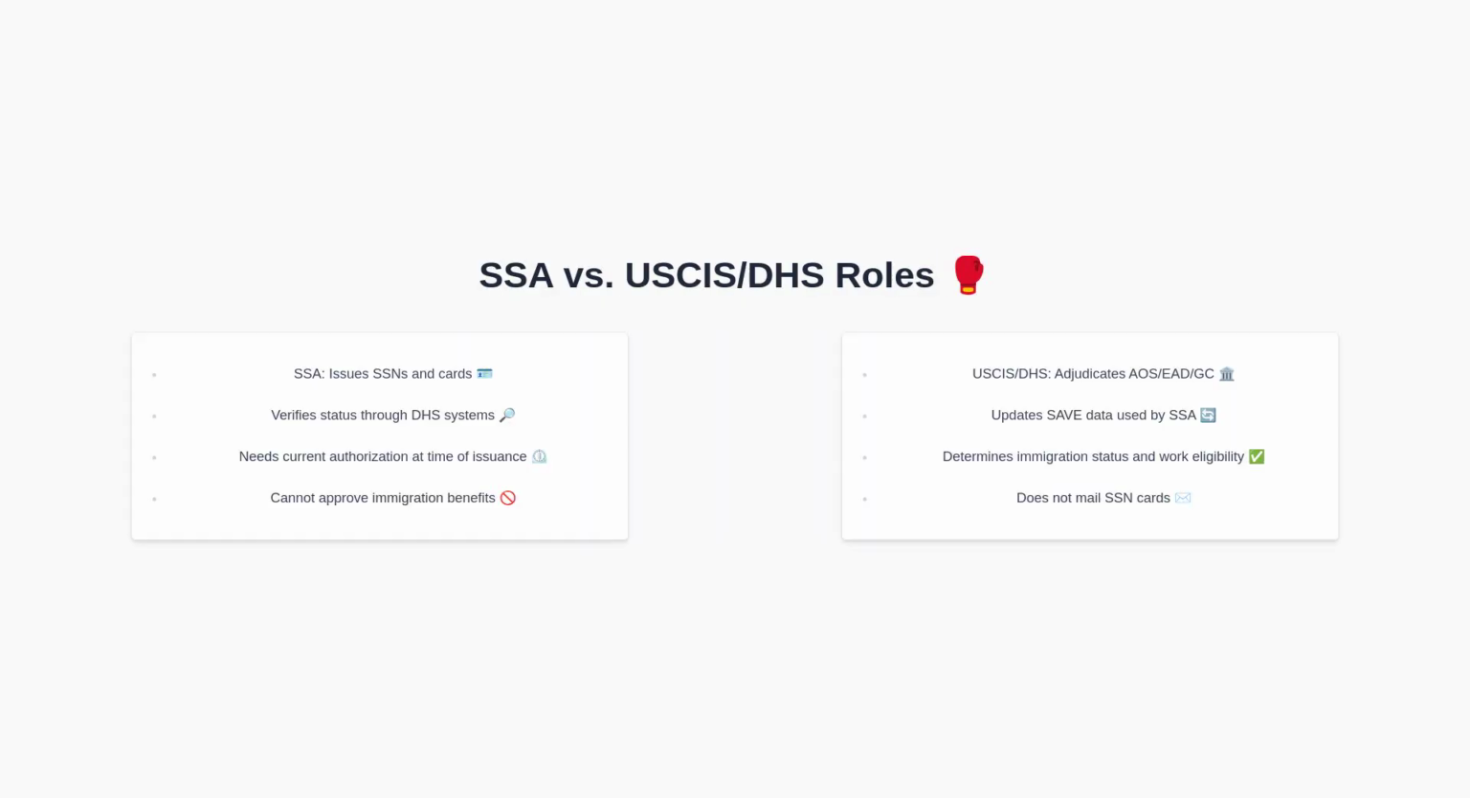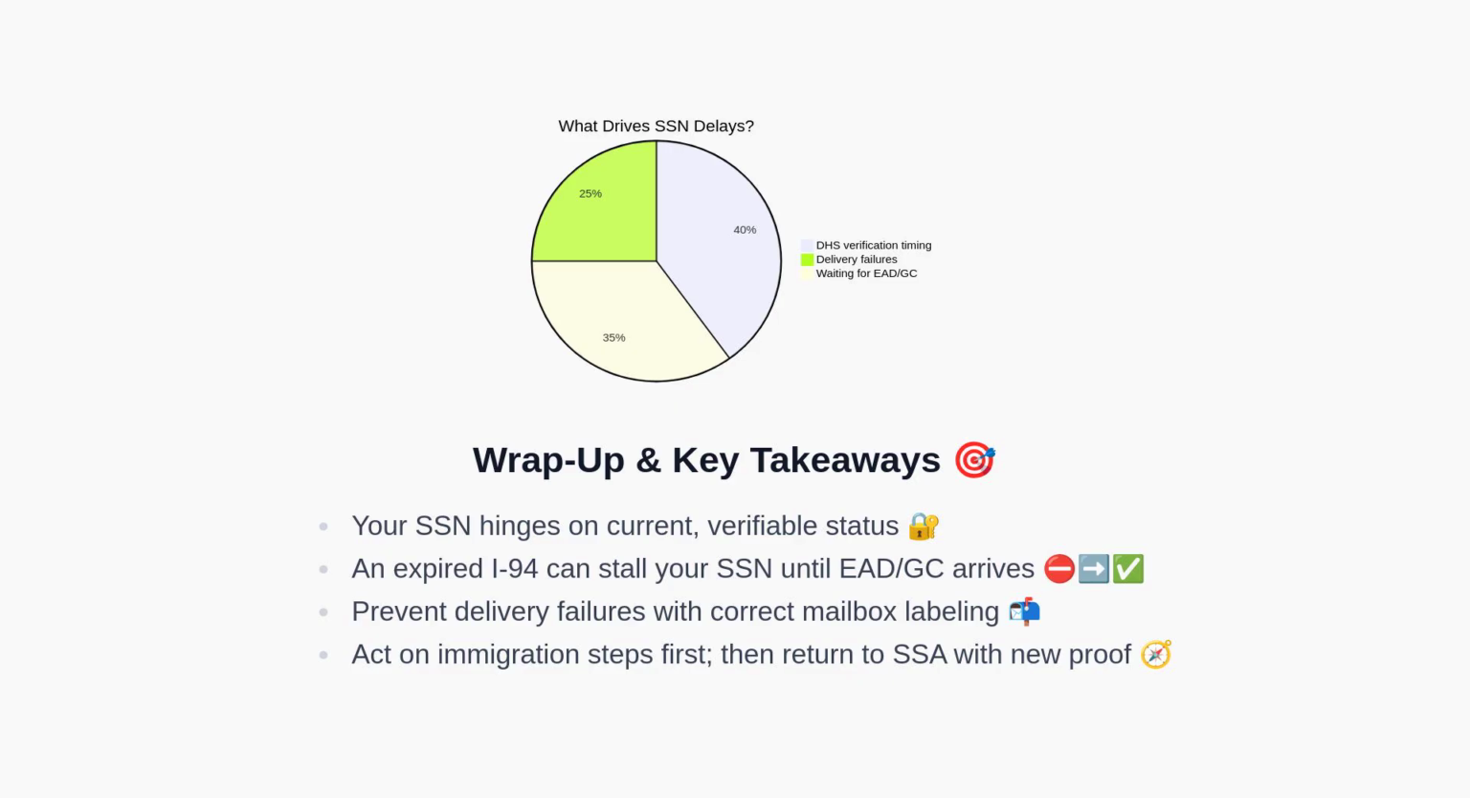Let's compare roles. On the left, SSA issues Social Security numbers and cards, verifies status through DHS systems, and requires current authorization at the time of issuance. SSA does not adjudicate immigration benefits. On the right, USCIS and DHS adjudicate immigration applications such as adjustment of status, employment authorization, and green cards. They update the SAV database that SSA queries and determine immigration status and work eligibility, but they do not mail SSN cards.